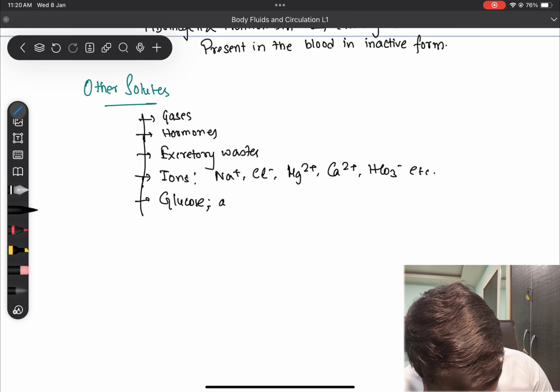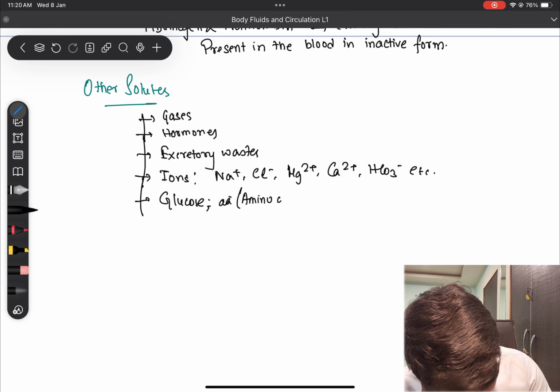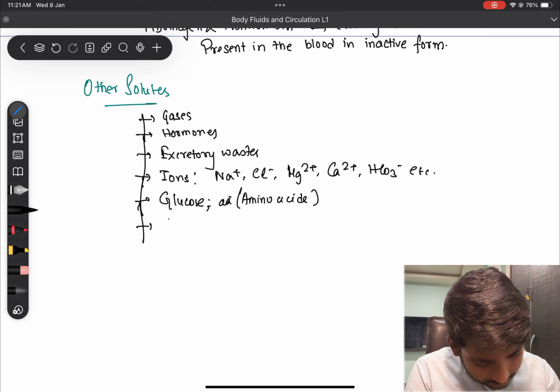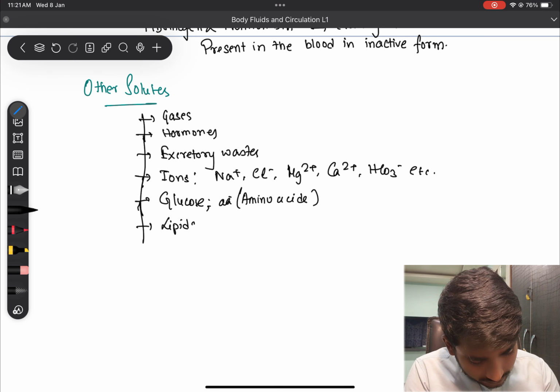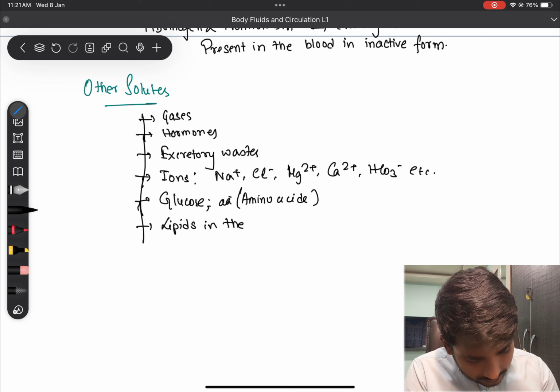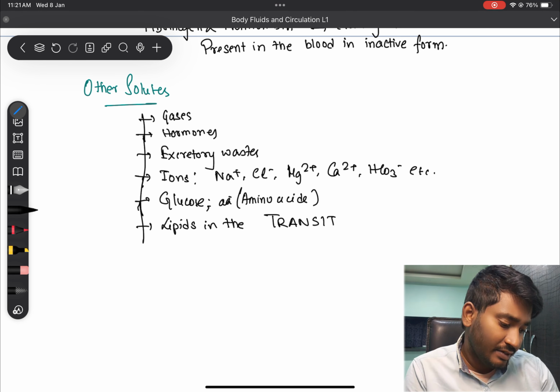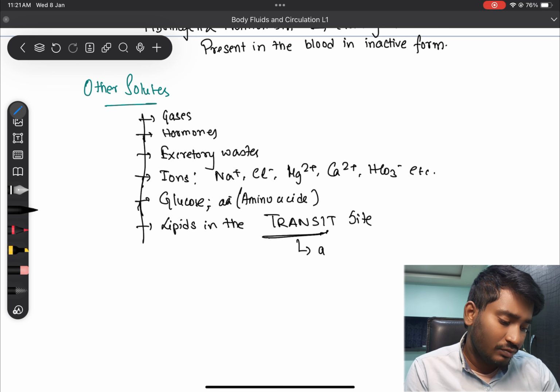Amino acids, glucose, amino acids, lipids in transit. Lipids in transit means always moving.